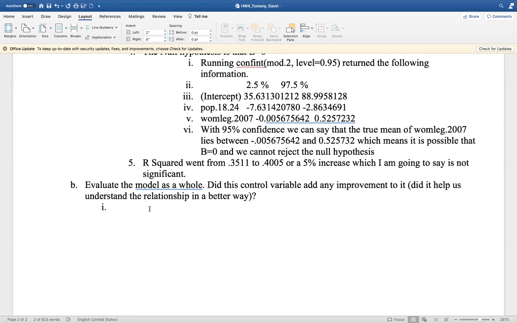It did not improve the model, but it did tell us that the women ledge 2007 does not have an effect on this relationship. So that's the only way it helps us better understand the relationship, is we know that the number of women in legislature in 2007 have nothing to do with it.